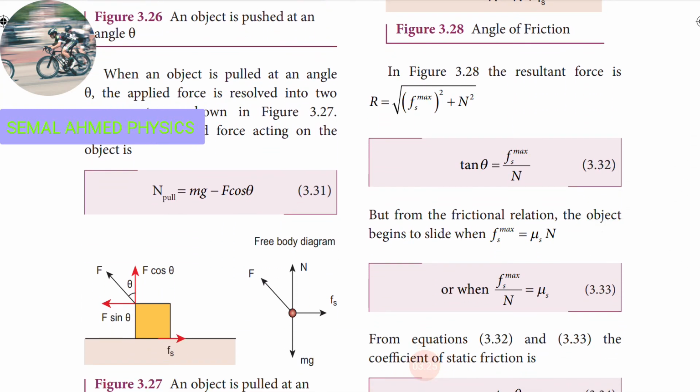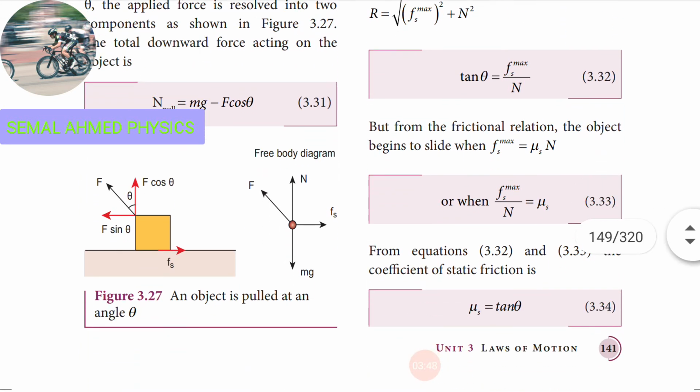Look at here, the relation may be identified as Fs maximum. Fs maximum means the maximum static friction force, which is equal to mu s N. Mu s is the coefficient of static friction we have just discussed, and N is the normal force. So the coefficient of static friction mu s is equal to Fs maximum by N. Already we know from relation 3.32 that Fs by N is equal to tan theta. So in 3.33 we can substitute the value of Fs by N, which is tan theta. So the final relation will come: mu s is equal to tan theta.